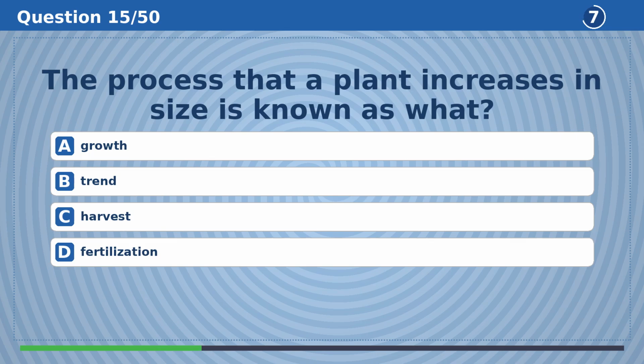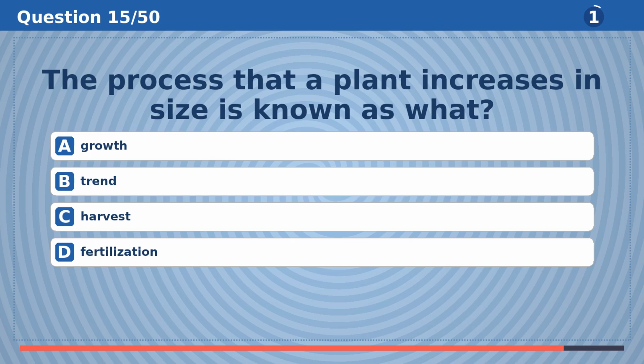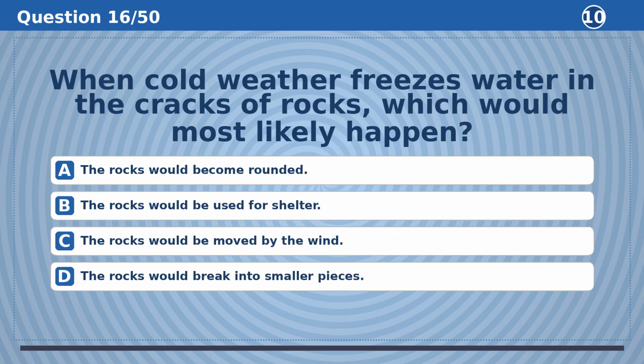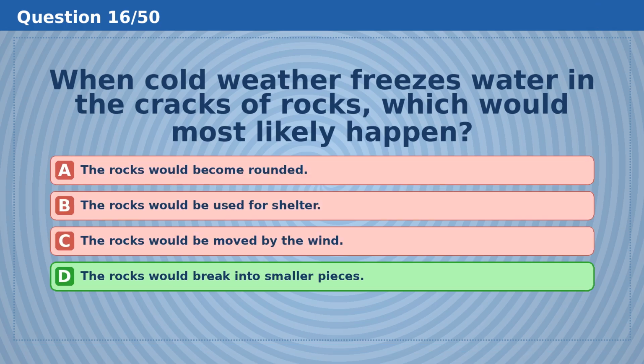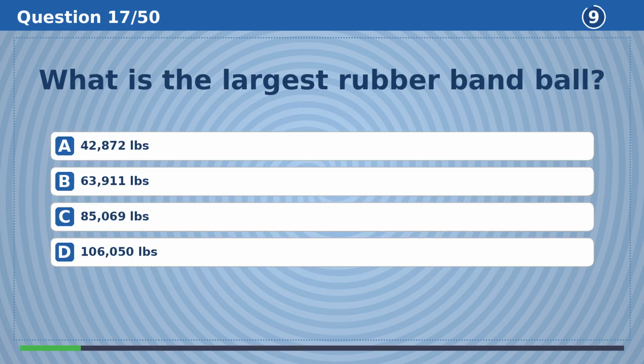The process that a plant increases in size is known as what? The answer is A. Growth. When cold weather freezes water in the cracks of rocks, which would most likely happen? The answer is D. The rocks would break into smaller pieces.